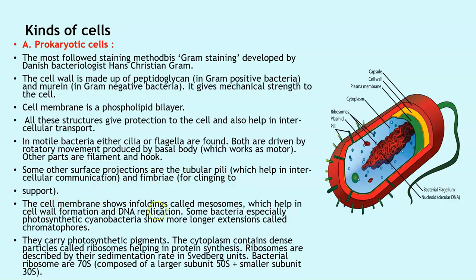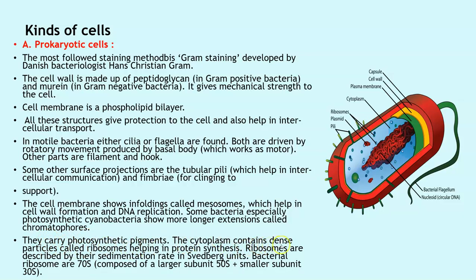The cell membrane shows infoldings called as mesosomes, which help in cell wall formation and DNA replication. Some bacteria, especially photosynthetic cyanobacteria, show more longer extensions called as chromatophores. Now these chromatophores carry photosynthetic pigments.